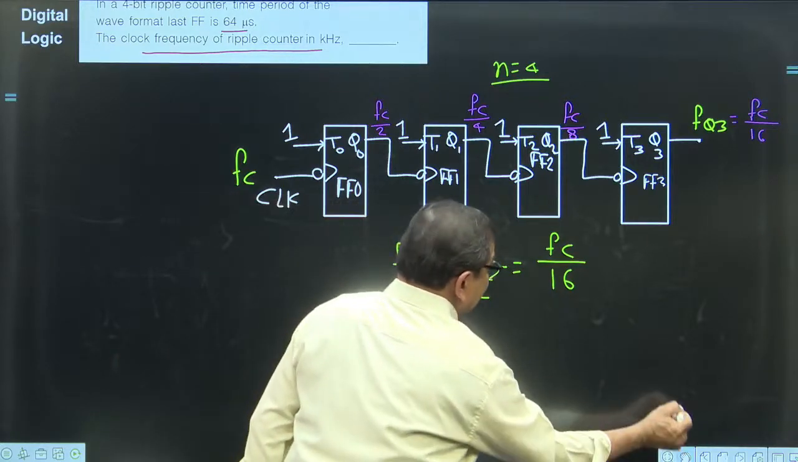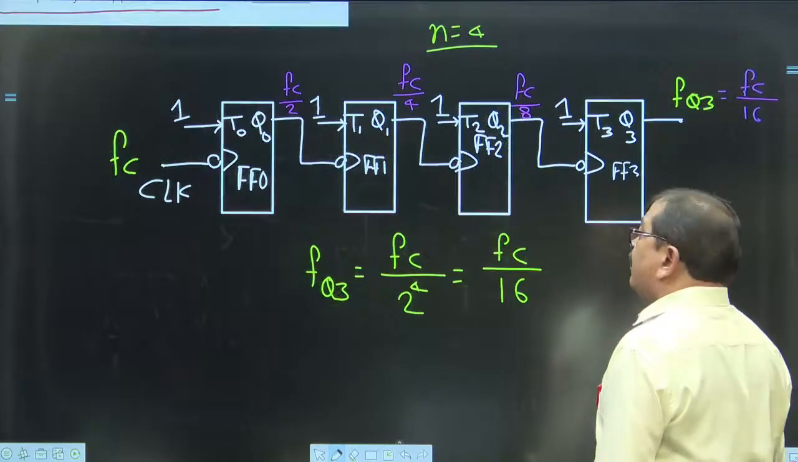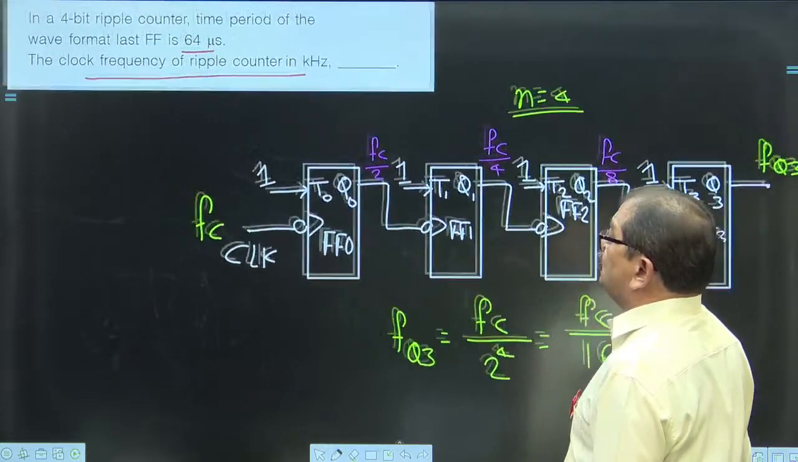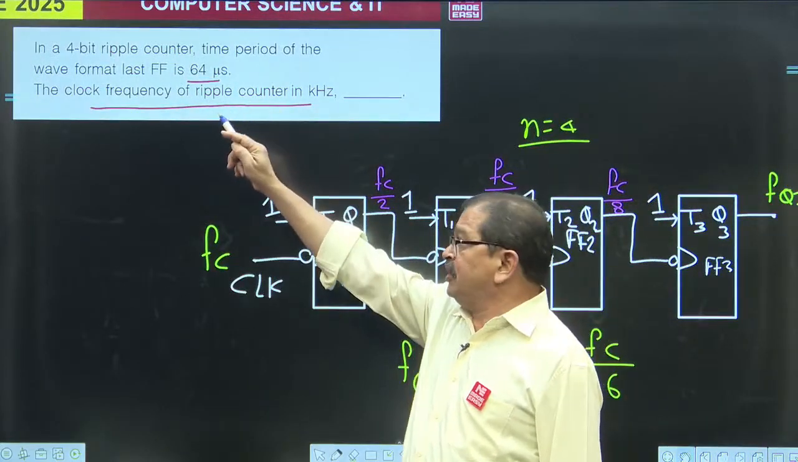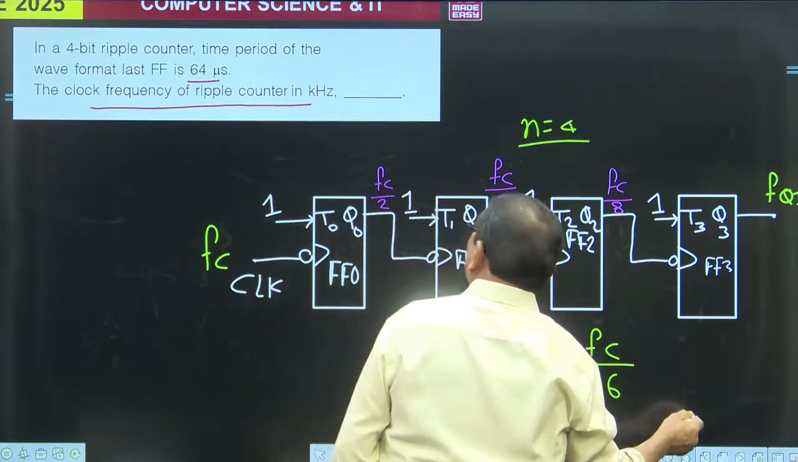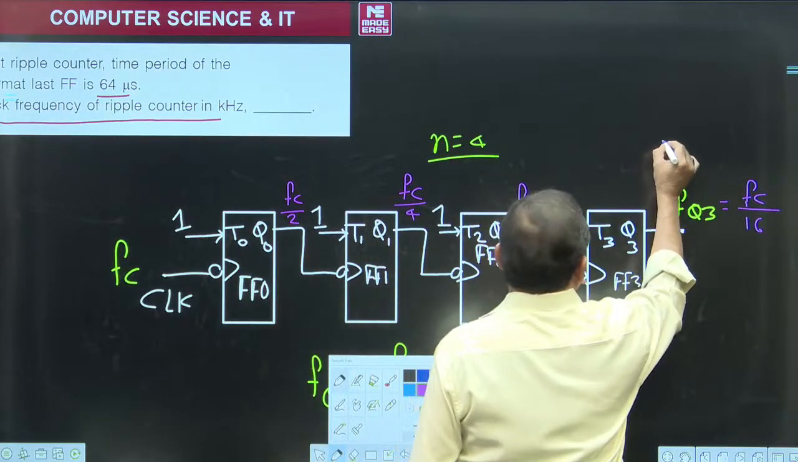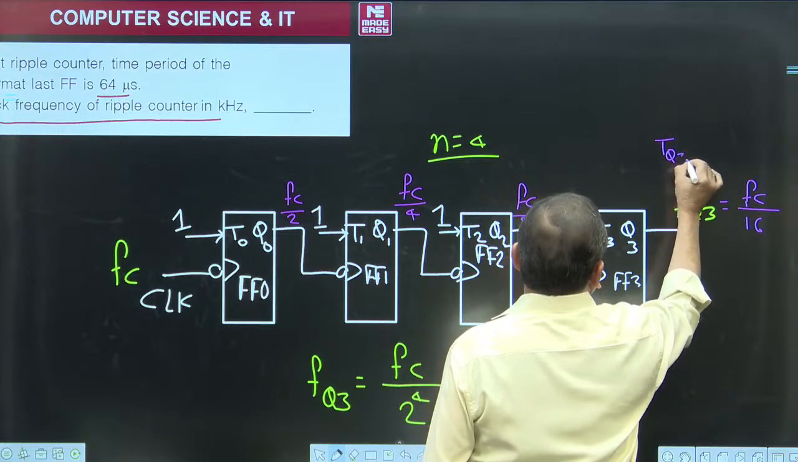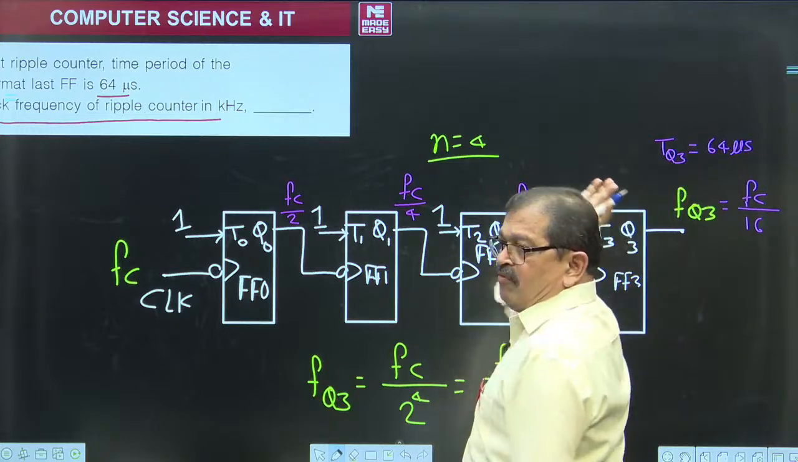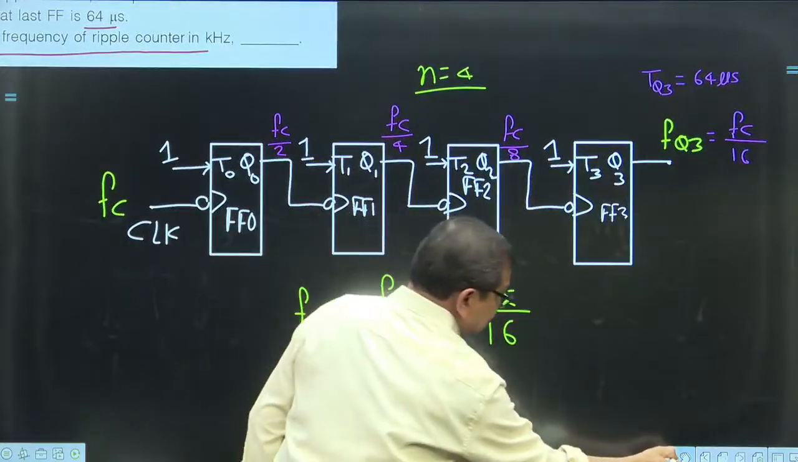The given data in the question is the waveform the last flip-flop is generating. That last flip-flop's waveform has a time period of 64 microseconds. So having this knowledge, we are now looking at this question.